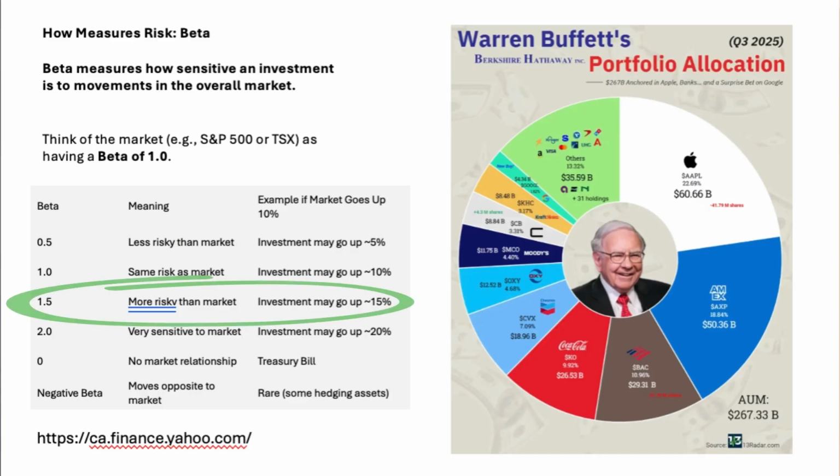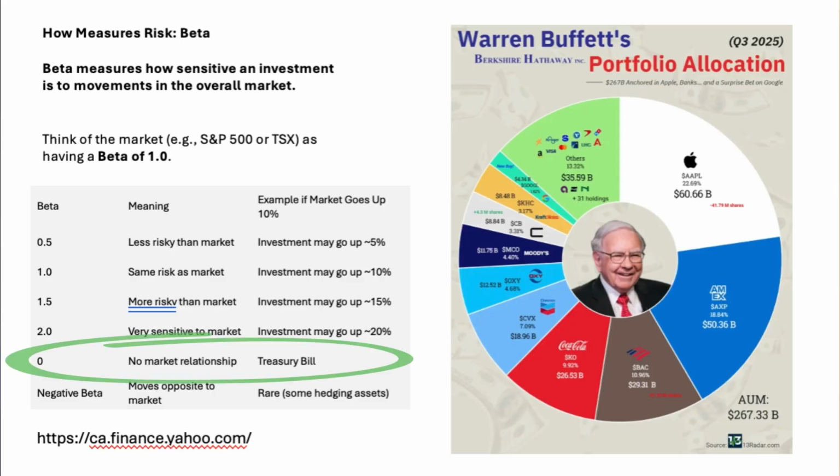A beta of 1.5 is more risky than the market. So if the market makes 10%, you make 15%, but the vice versa is also true. If the market loses 10%, you might lose 15% here. A beta of 0 means no market relationship, which is the treasury bill or bond. It doesn't matter what the market makes, you will always get a fixed income. So 2 to 3% in Canada, sometimes a little bit more based on a treasury bill, but nothing like the huge amount of market return you can capture from there.